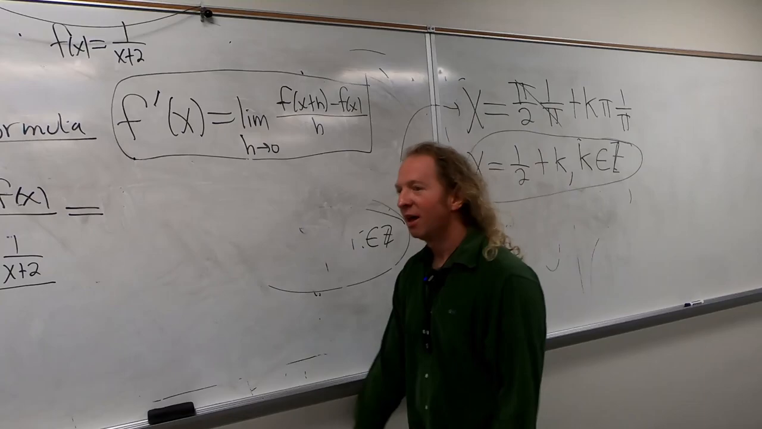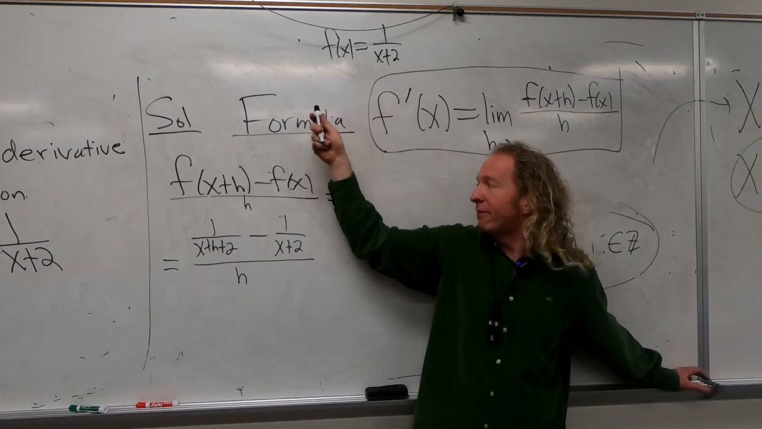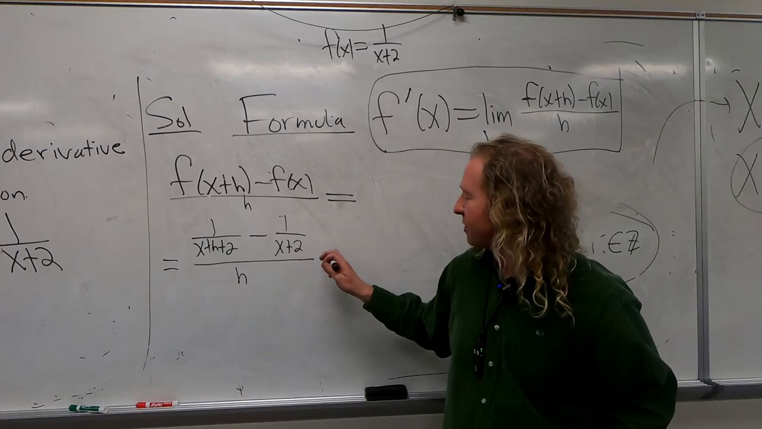Any questions on that? It's a hard thing in college algebra for people to grasp. So f of x is 1 over x plus 2. So f of blah is 1 over blah plus 2. So f of x plus h is 1 over x plus h plus 2. You're just replacing the x's with the x plus h. Everyone get it? Everyone get that step? Okay. All right. So now we have to subtract these.